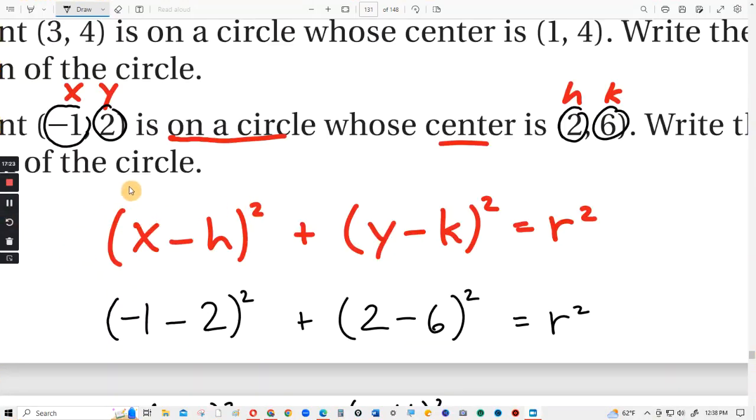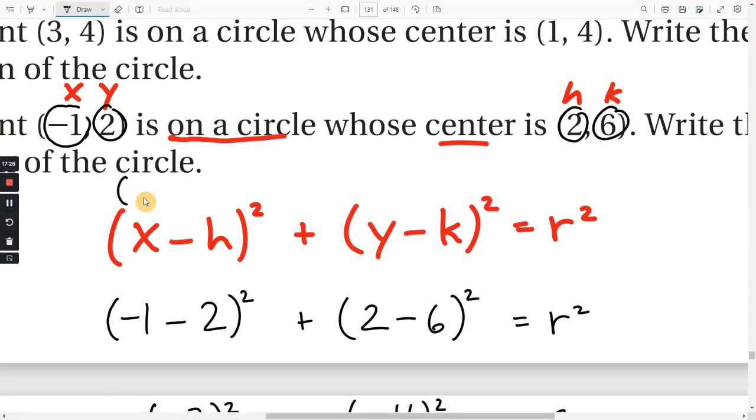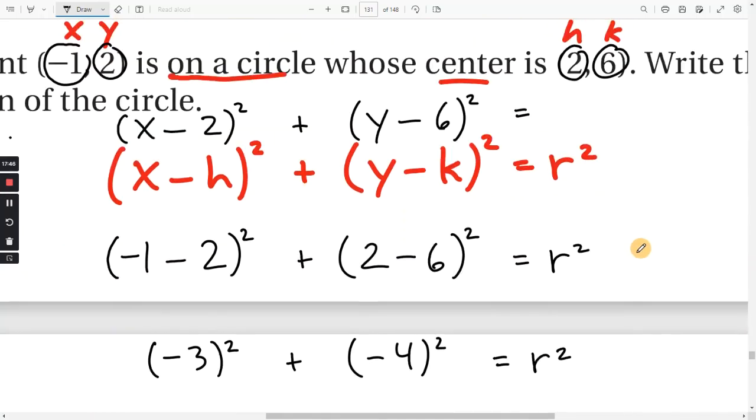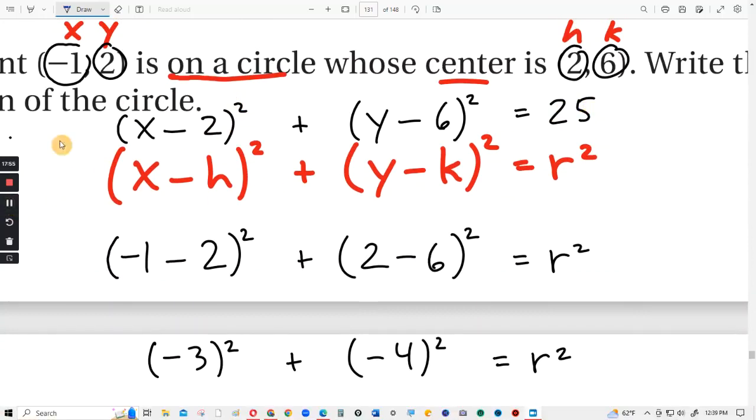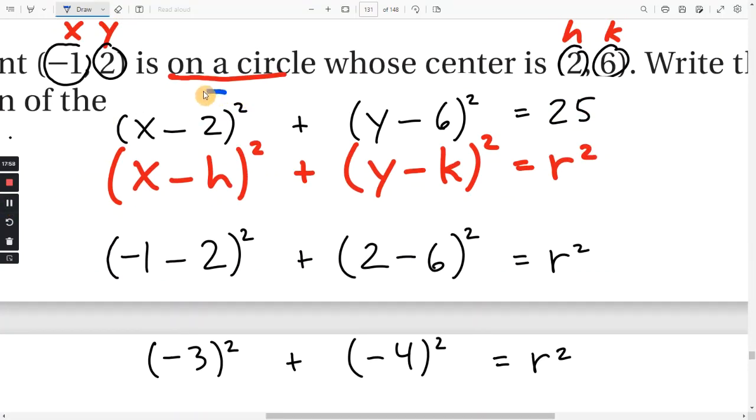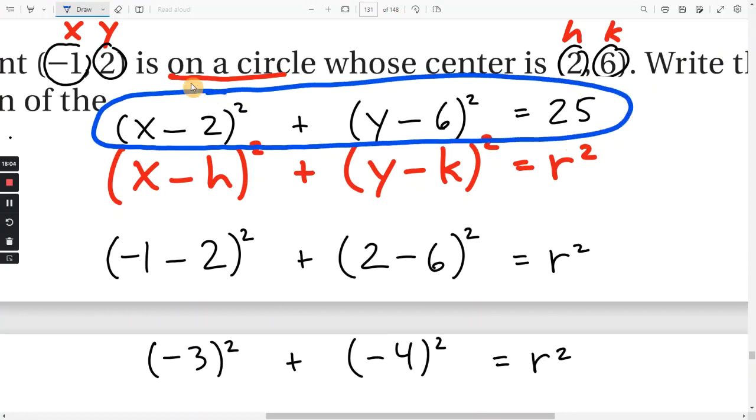Alright, I'll do it right here. So we have x minus h, which is 2, and that's squared. We have y minus k, which is 6, and that's squared. And we just calculated r squared to be 25. So that's it right there. This equation right here is the final answer.